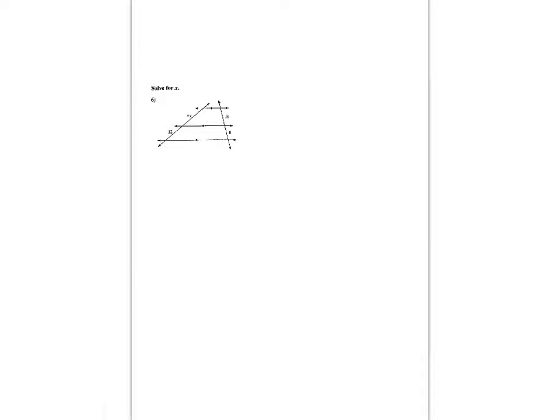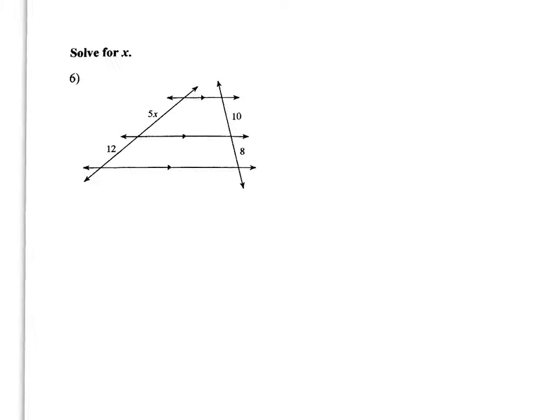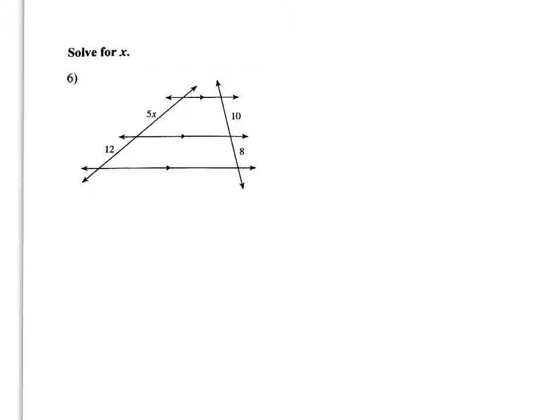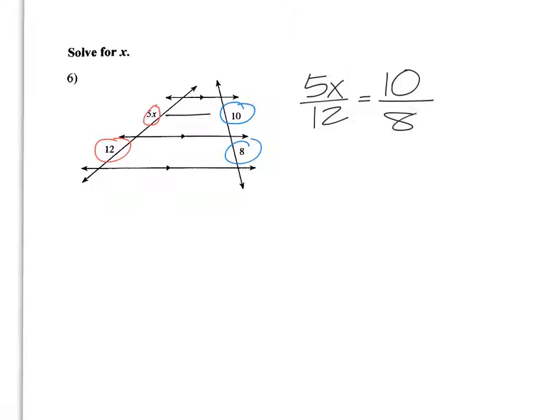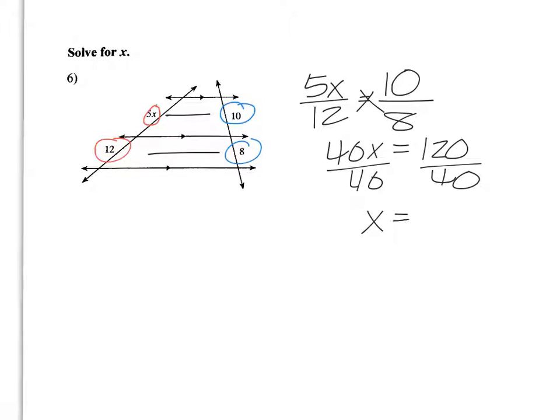I have one more here. So here's one that is part to part and part to part. Again, make sure you set up your proportion right. If I do 5x over 12, then on the top on the other side has to be 10 because 10 is across from the 5x, over 8 because 8 goes with the 12. So cross multiply again, 40x equals 120. Then we divide by 40, and we get x is 3.